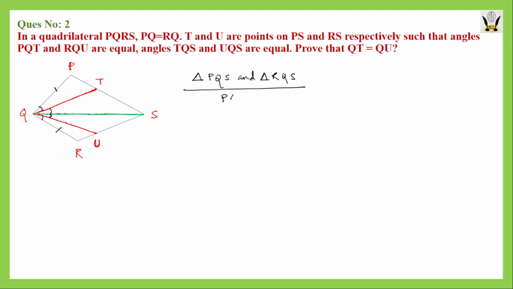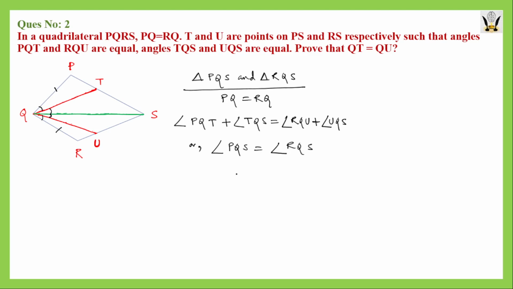So these two sides are same, and these two pairs of angles are same. So angle PQT, if we add this with angle TQS, these just the adjacent angles, then that will be equal to RQU, then the adjacent angles to this, UQS. That means we can say angle PQS will be equal to angle RQS.